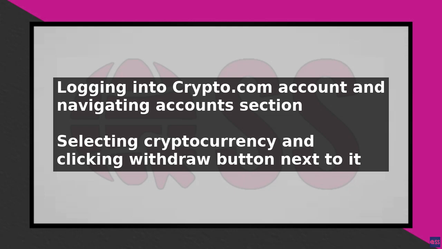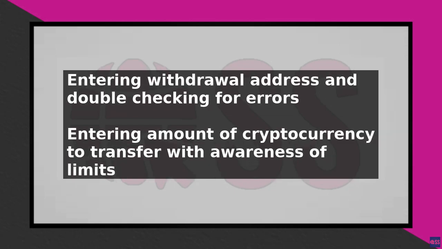First, select the cryptocurrency you want to transfer and click on the Withdraw button next to it. You will be prompted to enter the withdrawal address, which is the public address of your Onchain wallet where you want to receive the funds. Make sure to double-check the address to avoid any errors, as cryptocurrency transactions are irreversible.